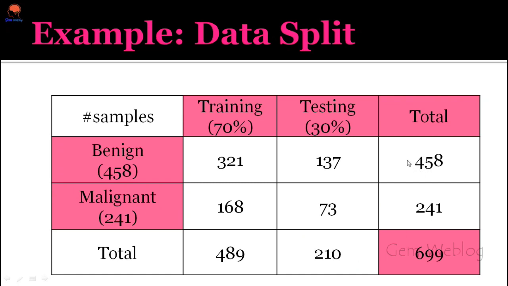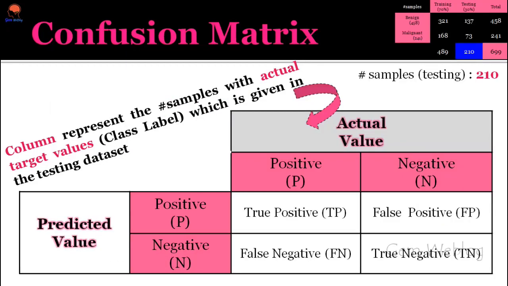We already said 458 samples belong to the benign class. If you add these two, 458 samples will come. If you add these two, 249 samples belong to the malignant class. Totally 699 samples will be in the dataset.